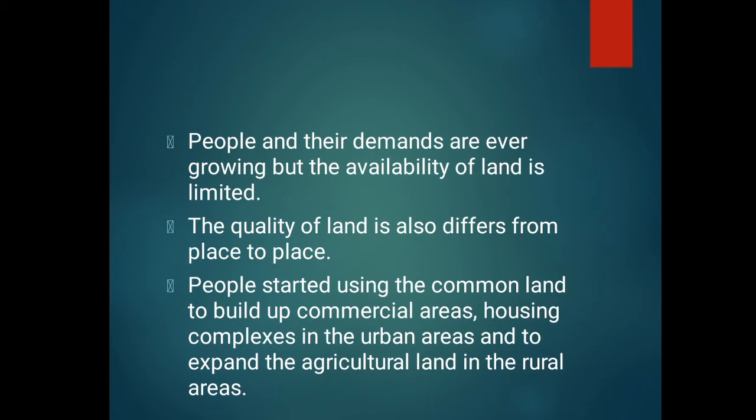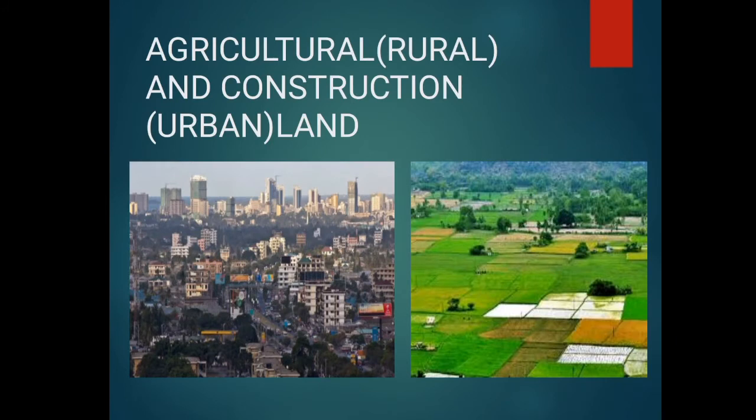Next, people started using the common land to build commercial areas like shopping complexes, IT companies or industries, or housing complexes like flats, apartments, individual villas. So in urban areas, in cities, they are using it for this purpose, and in rural areas, in villages, they are using the common land for expanding the agricultural land. We can understand this more deeply by looking at the pictures.